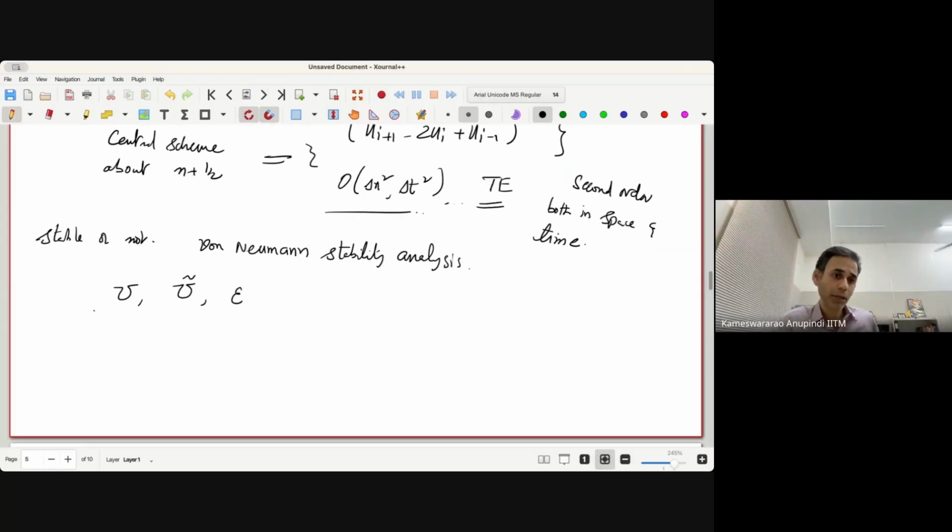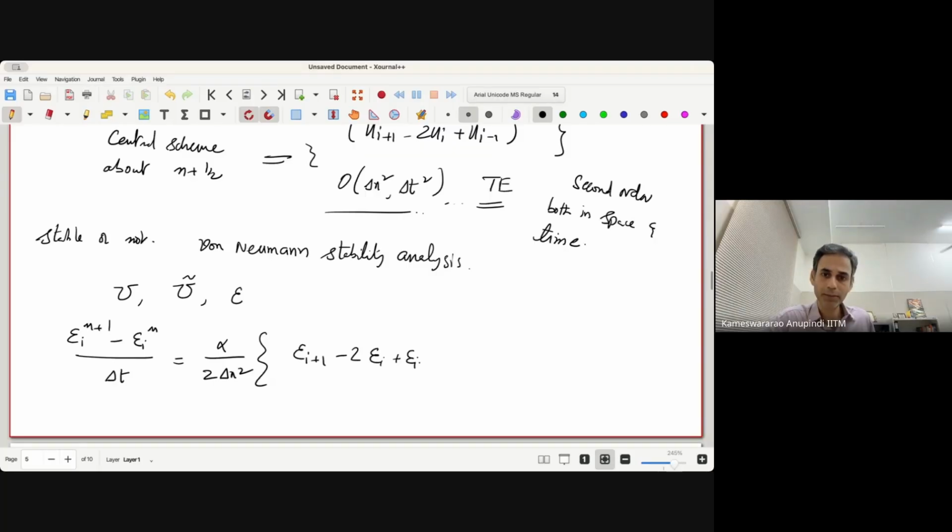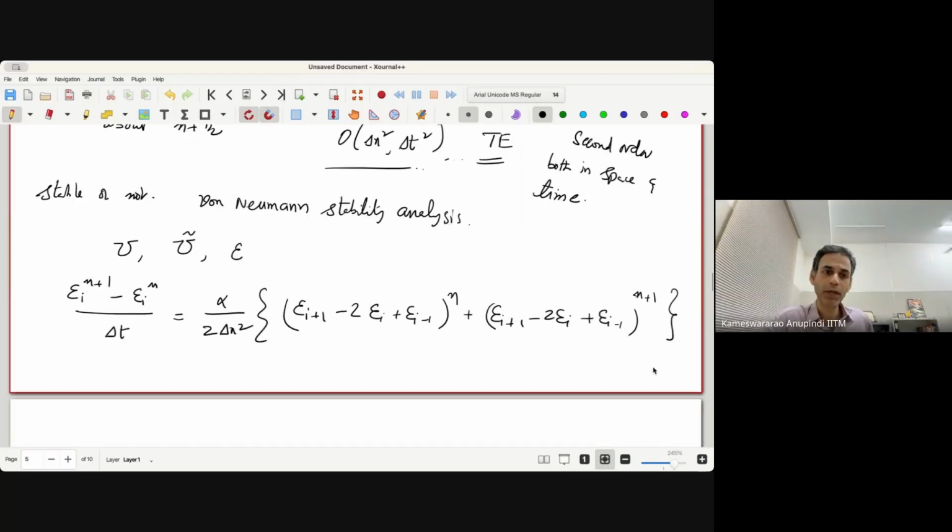Then our governing equation for round off error will come out to be exactly the same as the governing equation, where U is replaced with epsilon. So this is going to be epsilon_i^(n+1) minus epsilon_i^n divided by delta t equals alpha by 2 times delta x square, epsilon_(i+1) minus 2 epsilon_i plus epsilon_(i-1) evaluated at n, plus epsilon_(i+1) minus 2 times epsilon_i plus epsilon_(i-1) evaluated at n plus 1. Okay, so that's what we have.